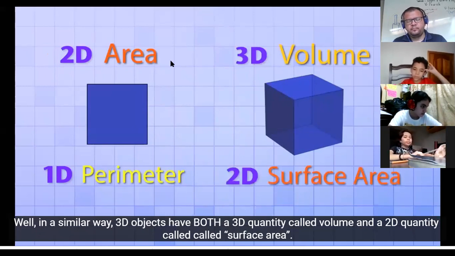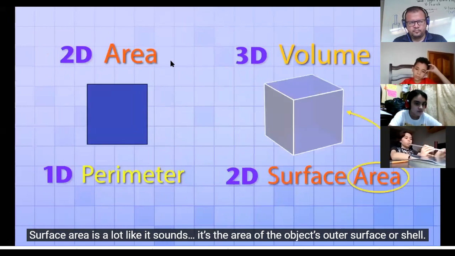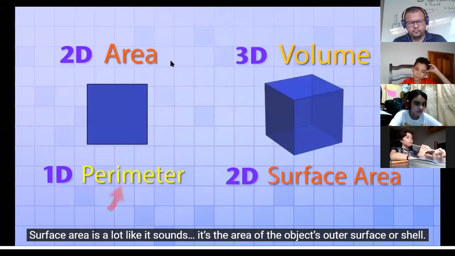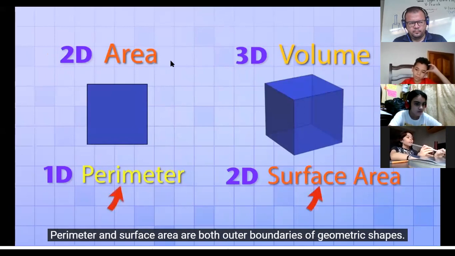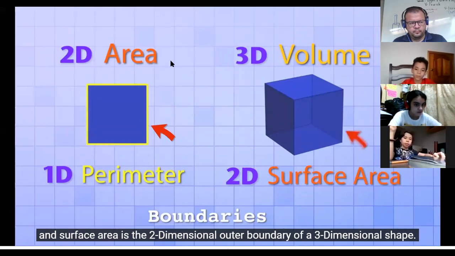Surface area is a lot like it sounds. It's the area of the object's outer surface or shell. Perimeter and surface area are both outer boundaries of geometric shapes. Perimeter is the one-dimensional outer boundary of a two-dimensional shape, and surface area is the two-dimensional outer boundary of a three-dimensional shape.